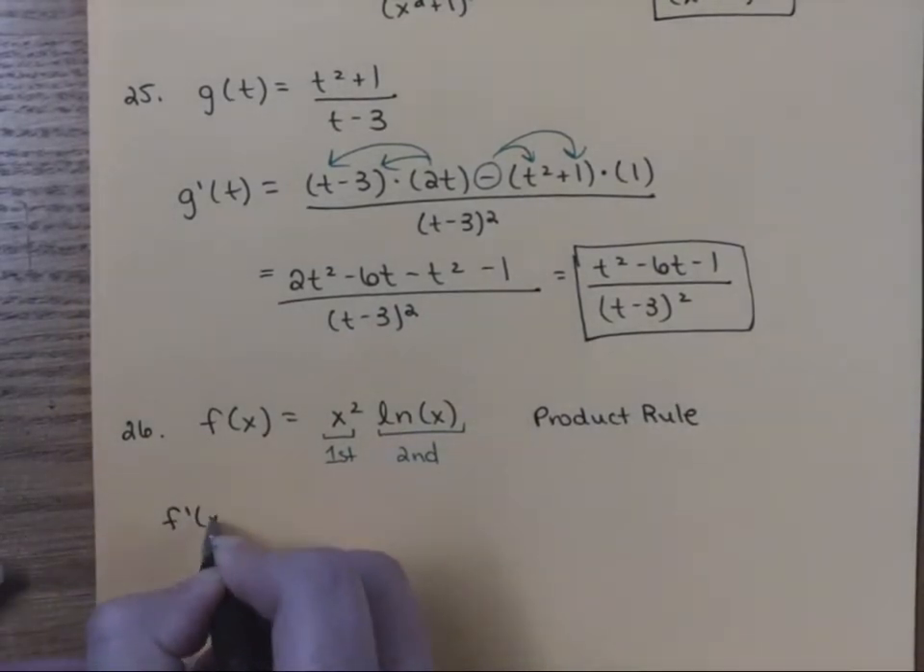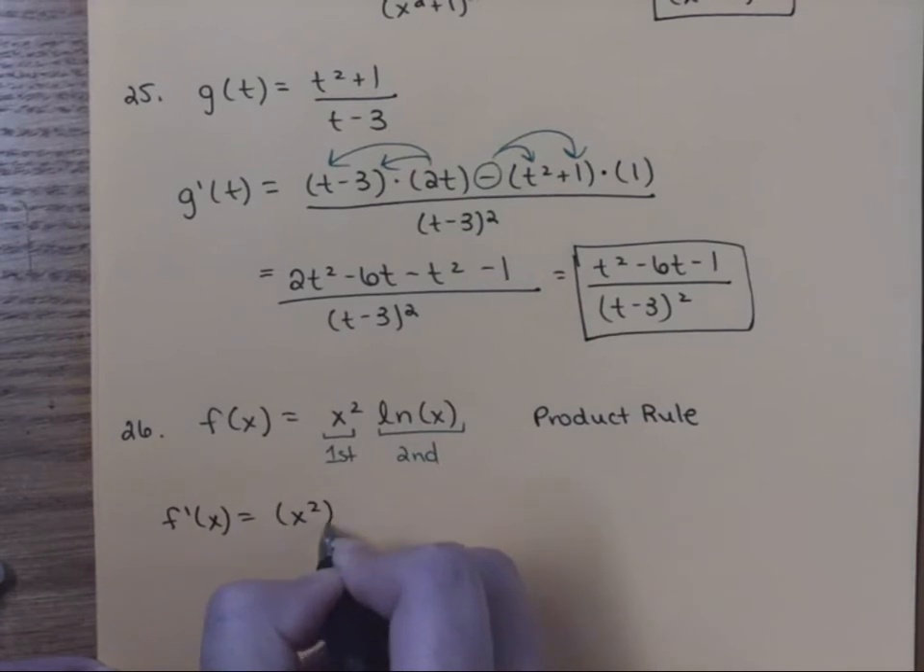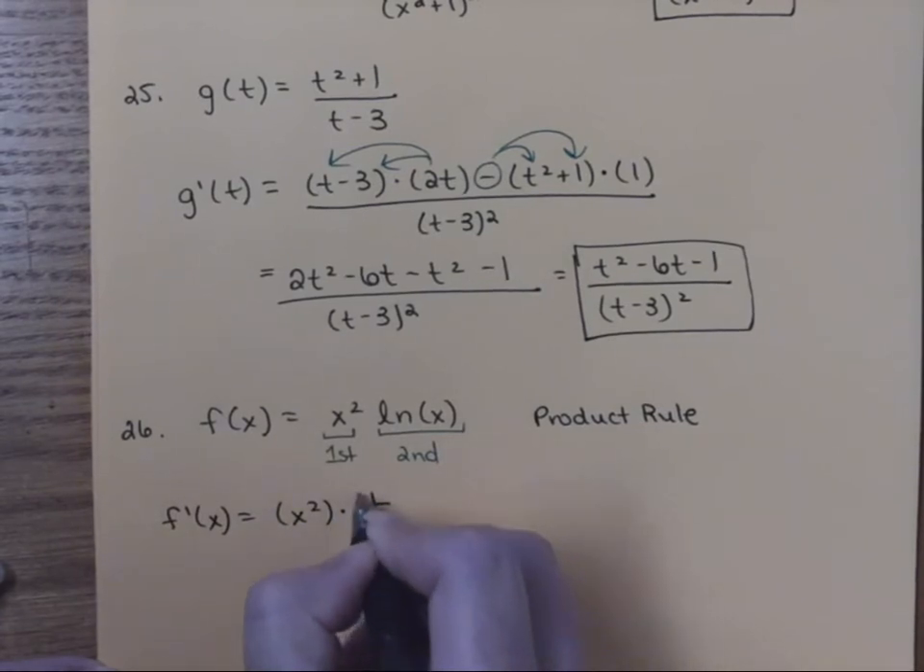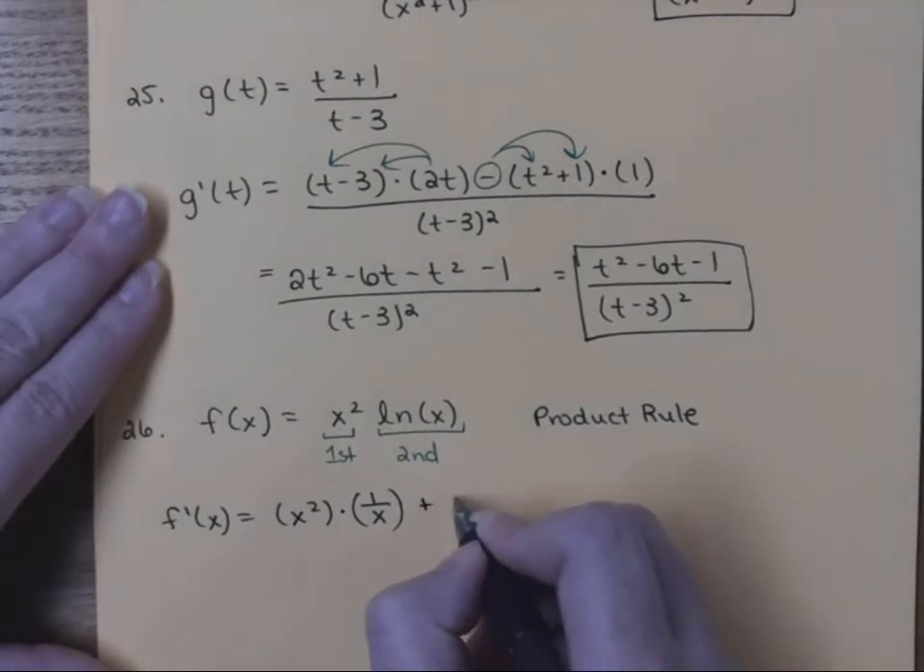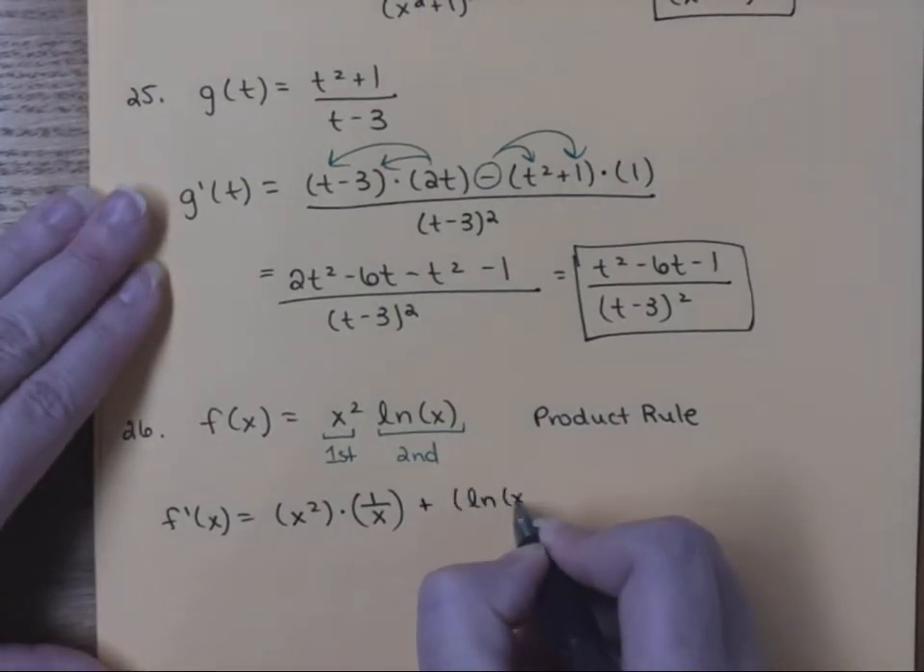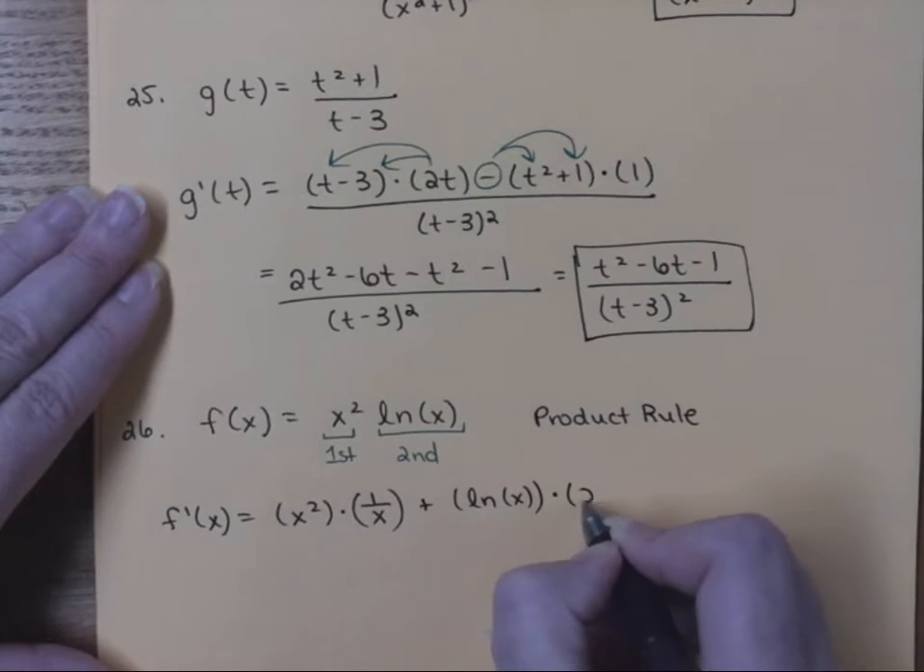So product rule, let's just do that. First times derivative of the second. Remember, derivative of ln of x is just 1 over x, plus the second times the derivative of the first.